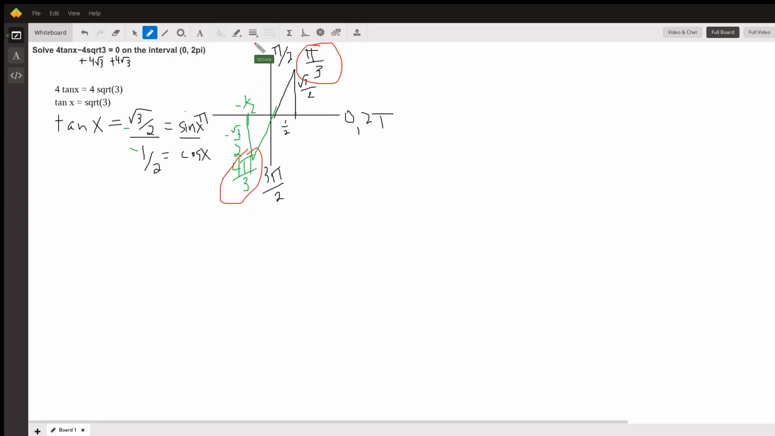So if you're going to do this with set notation, you would say x is the set of pi over 3 and 4 pi over 3.